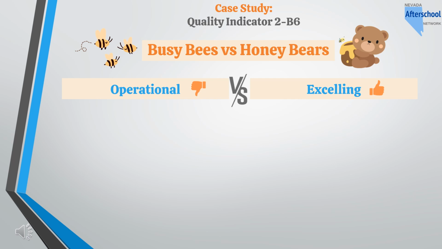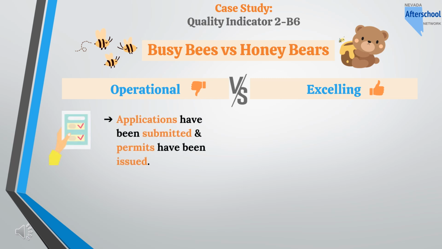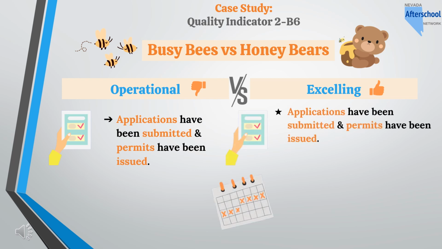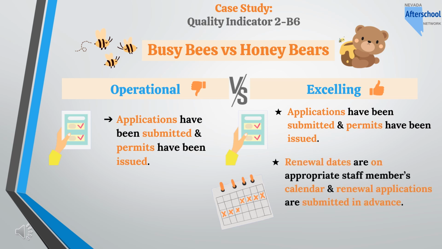Let's look at another example between our Busy Bees and our Honey Bears case studies. The operational Busy Bees have applications that have been submitted and permits have been issued. The excelling Honey Bears have also submitted their applications and have been issued permits. In addition to that, they also have renewal dates on appropriate staff calendars, and renewal applications are submitted in advance. And any possible issues are addressed immediately.